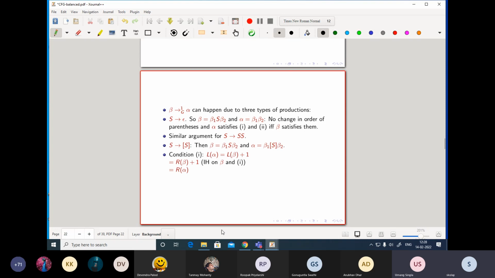And now we need to show that both conditions hold for alpha as well. So condition 1 is easy. L alpha is equal to L beta plus 1 just by definition. I have introduced one extra left bracket. And now by induction hypothesis for beta it is true that L beta is equal to R beta. So L beta plus 1 can be rewritten as R beta plus 1. And if you look at beta and if you look at alpha, there's a difference of one right bracket. So therefore R beta plus 1 is equal to R alpha. And therefore condition 1 holds.